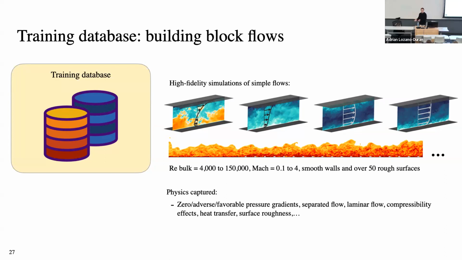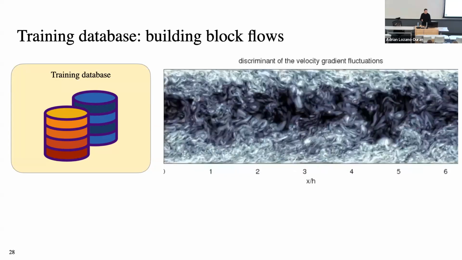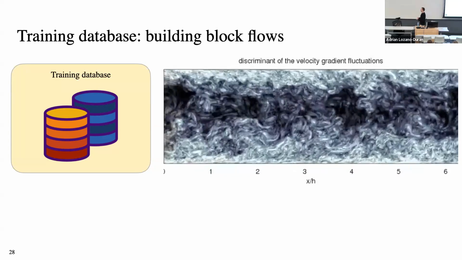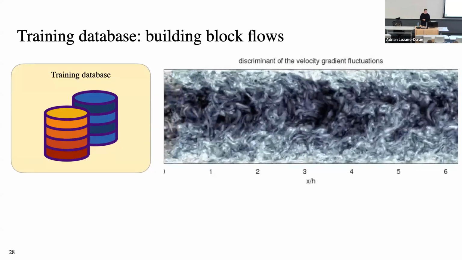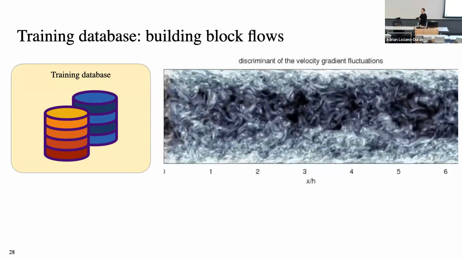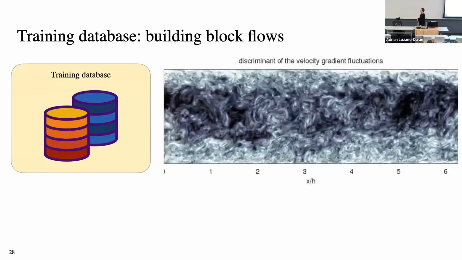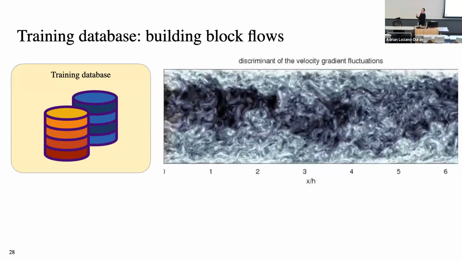We also have laminar flows. We have boundary layers with different pressure gradients: adverse, favorable, and zero pressure gradient. We have cases with separation, and cases with and without a strong heat flux at the wall. This is an example of one of those simulations, how it would look. These are, again, simple, but very highly resolved. This is the discriminant of the velocity gradient. You can think of it as how the flow is rotating.